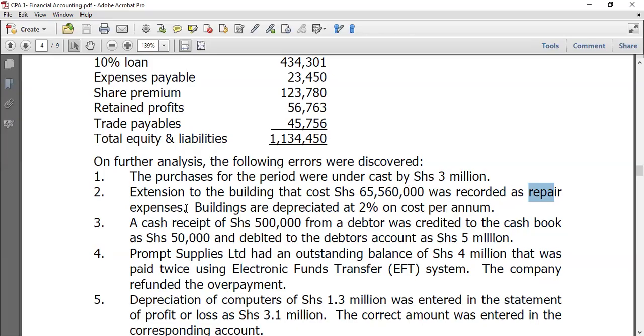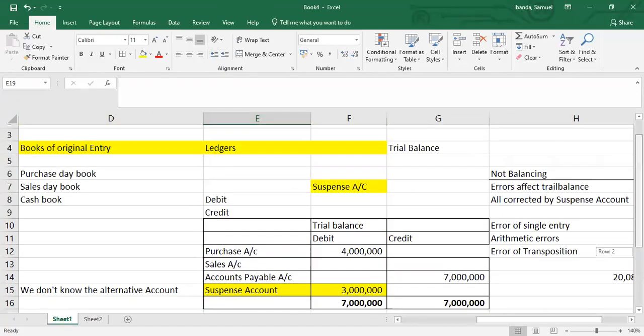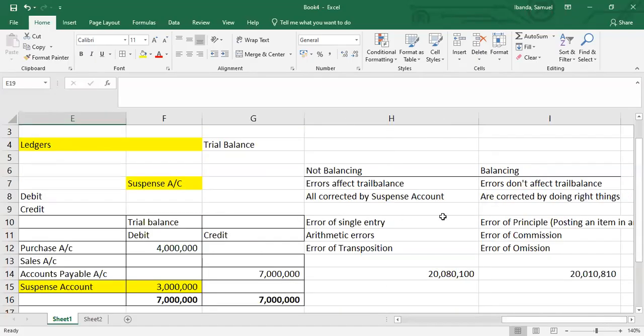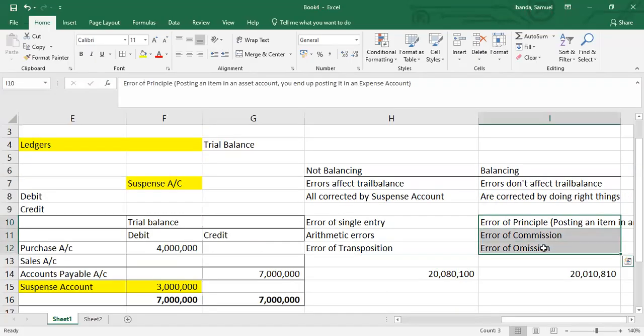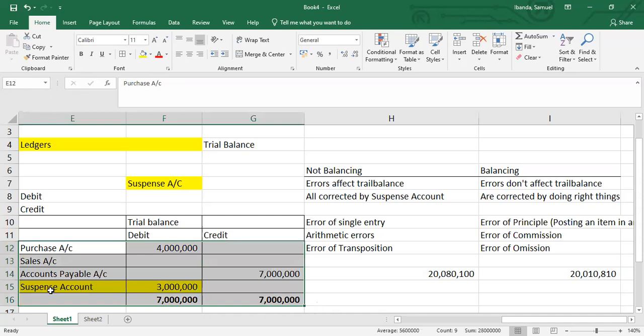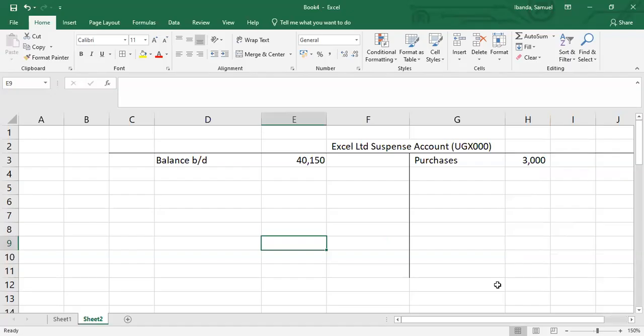Now, when you see this transaction on its own, this is an error of principle, okay? And remember what we said about errors of principle? We say that errors of principle don't in any way affect the trial balance, okay? So ideally, even if we commit such an error, our trial balance will balance. We don't need this so-called suspense account. So having that in mind means that even when we are correcting such an error, we will not have a suspense account appearing in any of our double entry, okay? Because it's an error of principle, okay?